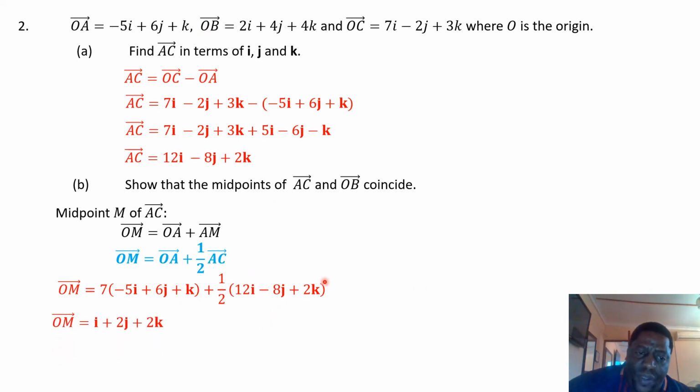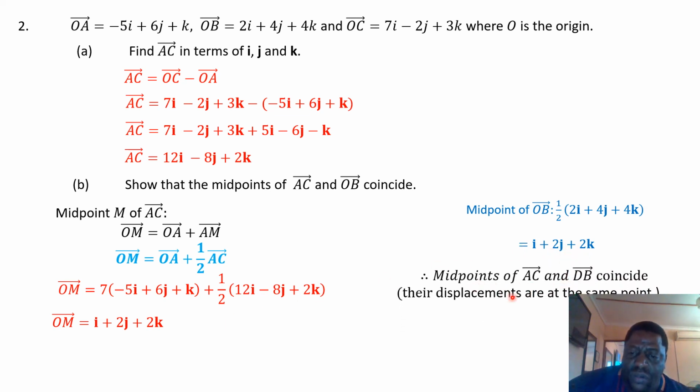Then we have OM. Now let's look at OB. The midpoint of OB would be a half of OB. Okay, it's very easy. We know OB is 2i plus 4j plus 4k, so the midpoint will just be each one of those components halved. And when you look at that, you see that they are equal. They coincide. Their displacements are exactly the same point. So that means they coincide.